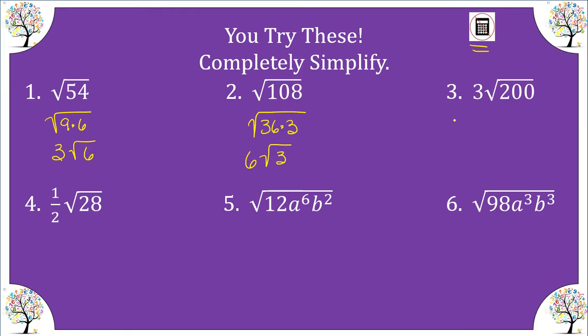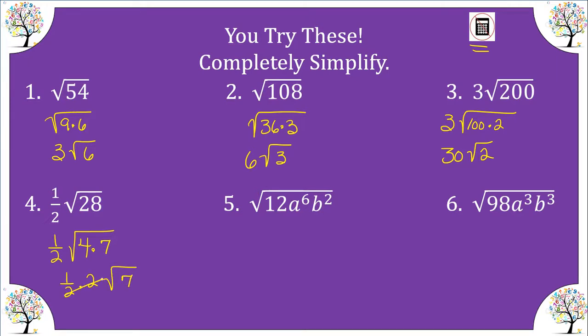3 times the square root of 200. So we have a coefficient 3. We're going to break 200 into 100 times 2. The square root of 100 is 10. 10 times 3 is 30 square root of 2. We have 1/2 as our coefficient. We see 4 times 7. We're going to take the square root of 4, which is 2. We can see these 2s cancel, leaving us with a coefficient of 1 times the square root of 7.